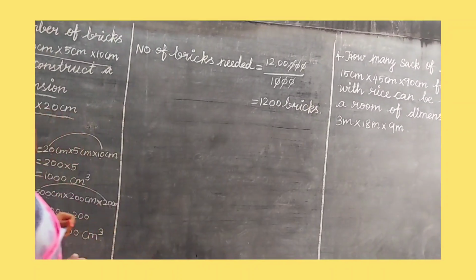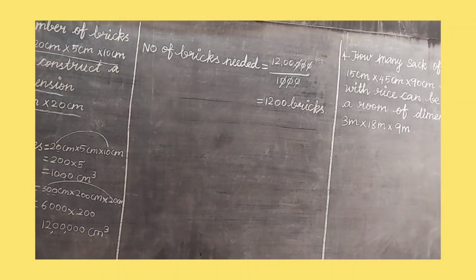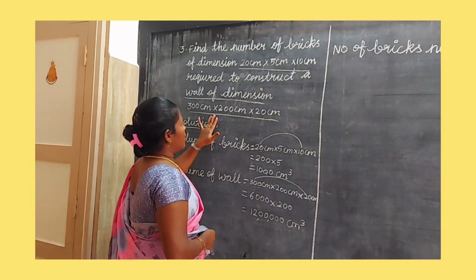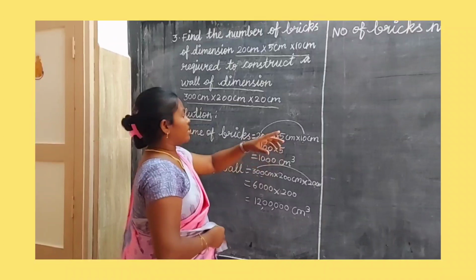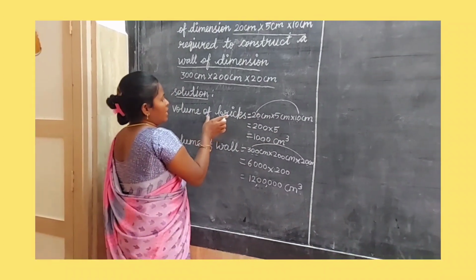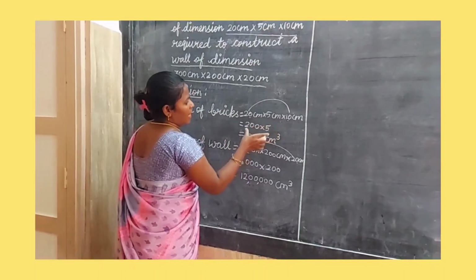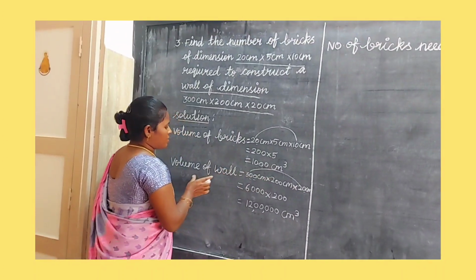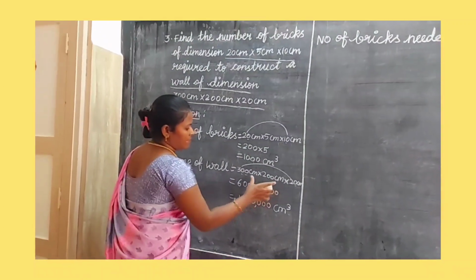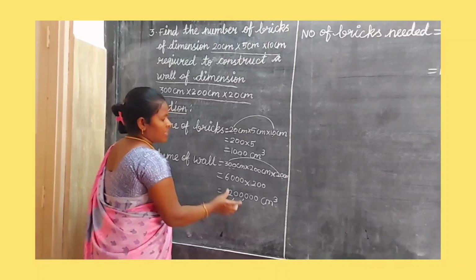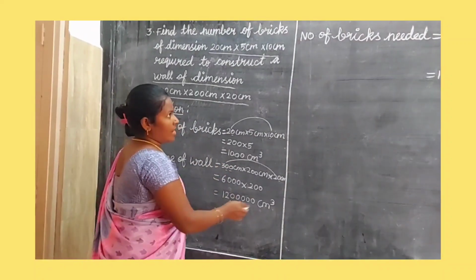Children, in this question, the brick value is given and the wall value is given. We have to find the number of bricks. So first we have to find the brick value, multiplying the three values to get 1000 centimeter cube. Next, the wall value, three values are given. We have to simplify this value and we get 12 lakh. So this value and this value we have to divide.